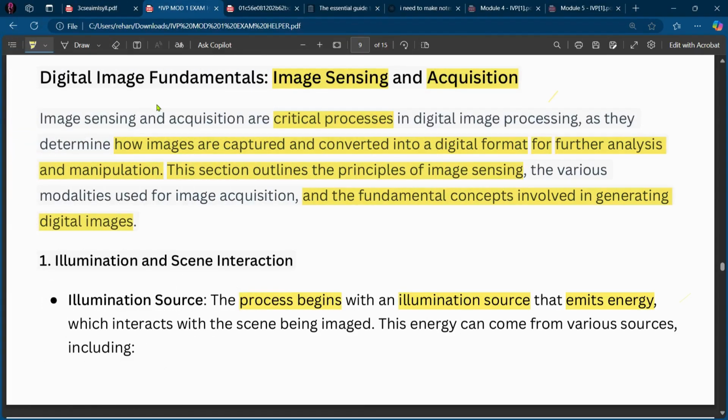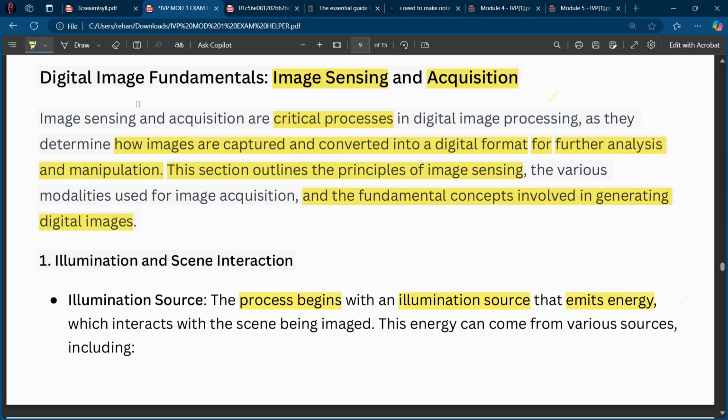So digital image fundamentals is the second unit in the first module, where we have to talk about image sensing and acquisition. We had already known that in image sensing and acquisition, energy is converted to an electrical signal, and the digitizer converts this electrical signal to a digital image. The same concept is carried on here, so let us start.